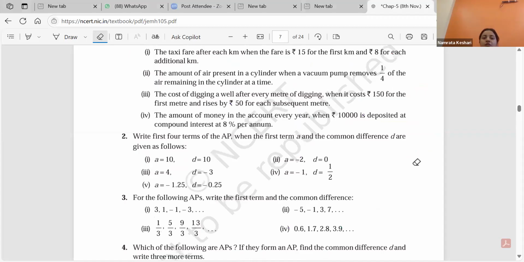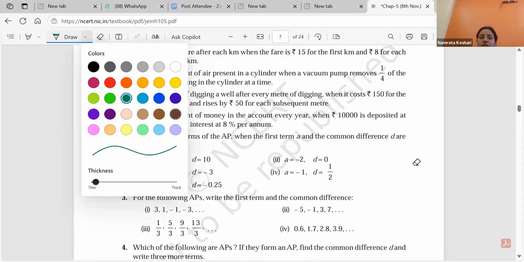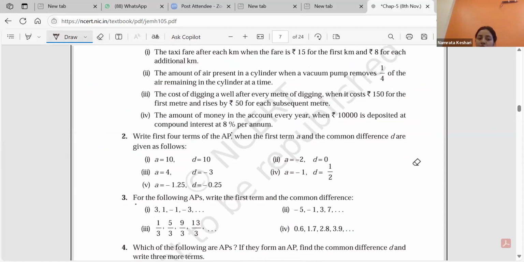Number 3, for the following AP. It's not asking to check whether it is in AP or not. It says for the following AP, so these are in AP. Write the first term and common difference. We have to write the first term of each and every AP. That means the small letter a, the first term, is 3 for the first AP. And we also have to write the common difference.